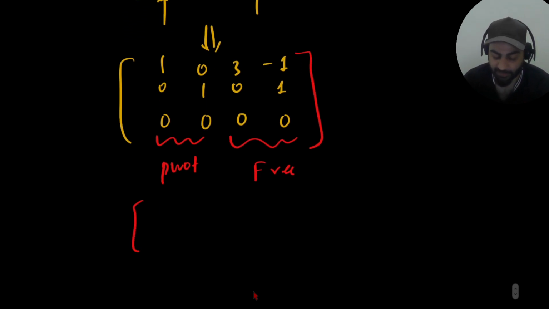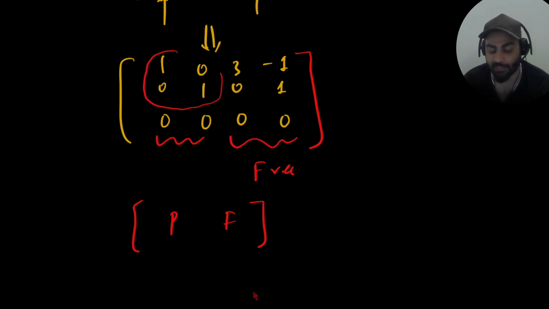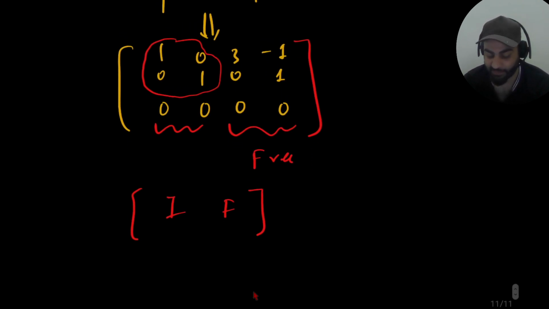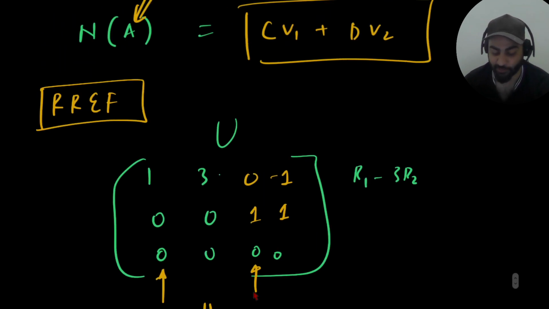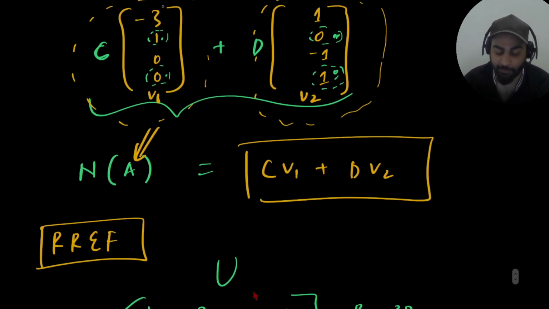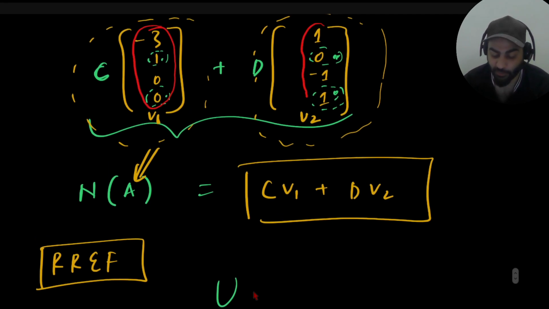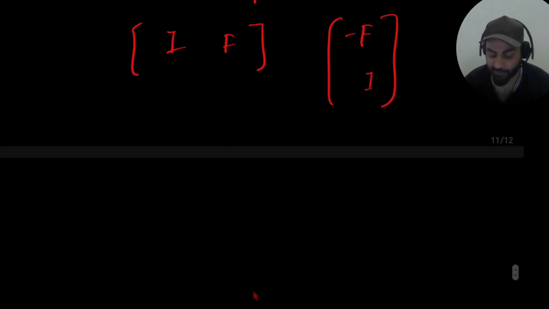So I can write this equation like this: P and F. Now you know that this P basically is the identity. You saw that I got an identity at this point, so I can write identity instead of pivot. And what is the solution? The solution can directly be written like this: I put I over here and minus F. If you see the solutions, it's a really important thing. The solutions were -3 1 0 0, and then we had 1 0 1 1. These were the two solutions and the combination of these things. So the solutions basically are the identity.